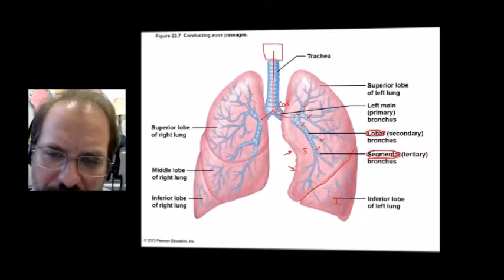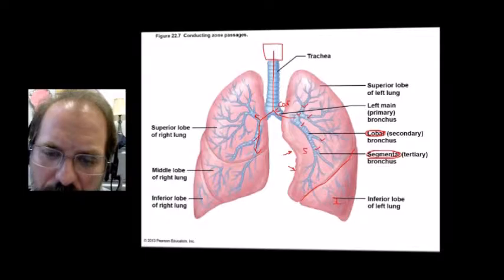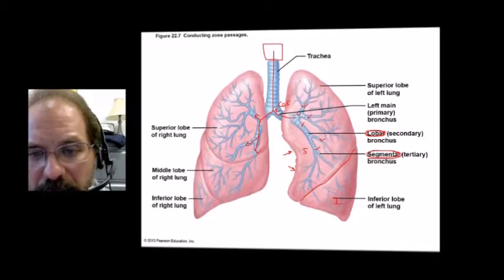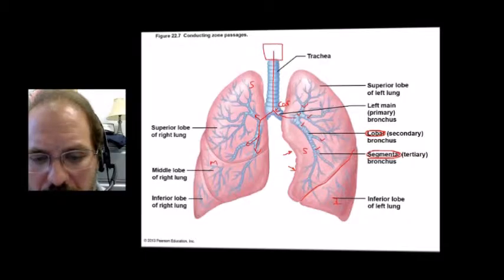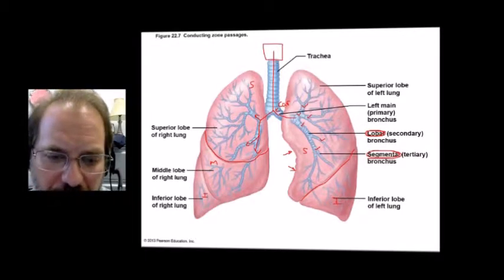And that same thing is reflected on the right, where we have one, two, and three secondary bronchi, or lobar bronchi. And you'll notice on the right that we have a superior, middle, and inferior lobe to the lung. And the superior and middle lobe are separated by something we call the horizontal fissure. And the middle and inferior are separated from each other by something we call the oblique fissure.